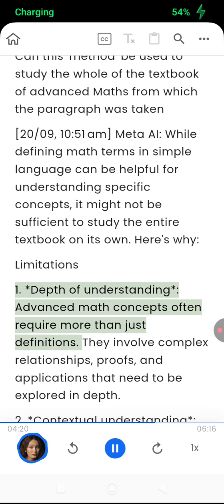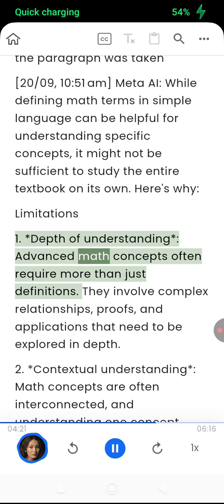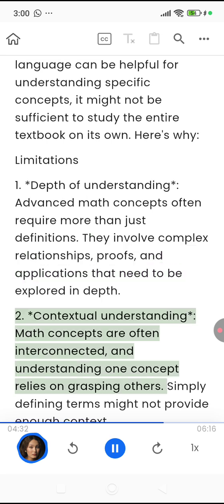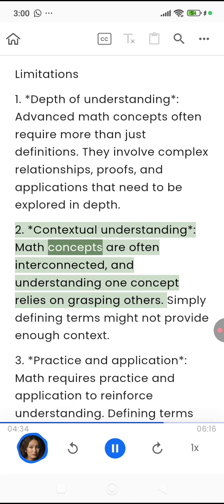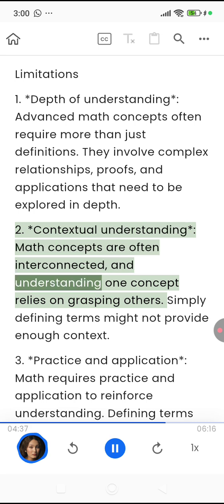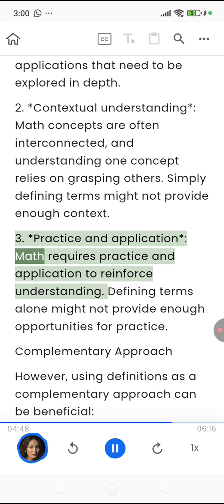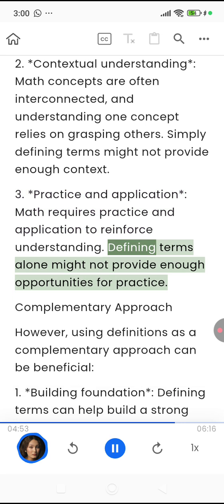Limitations. 1. Depth of understanding. Advanced math concepts often require more than just definitions. They involve complex relationships, proofs, and applications that need to be explored in depth. 2. Contextual understanding. Math concepts are often interconnected, and understanding one concept relies on grasping others. Simply defining terms might not provide enough context. 3. Practice and application. Math requires practice and application to reinforce understanding. Defining terms alone might not provide enough opportunities for practice.